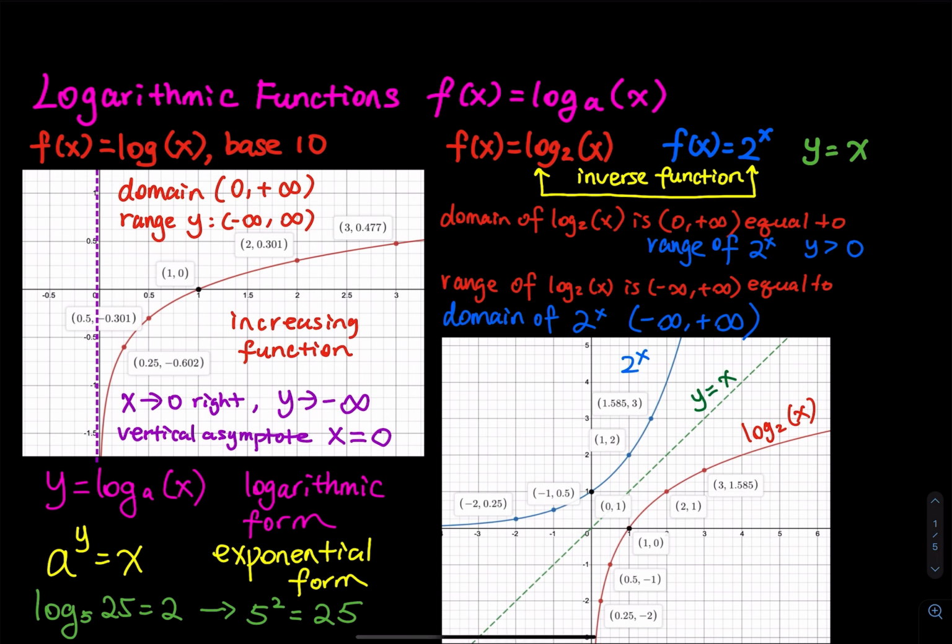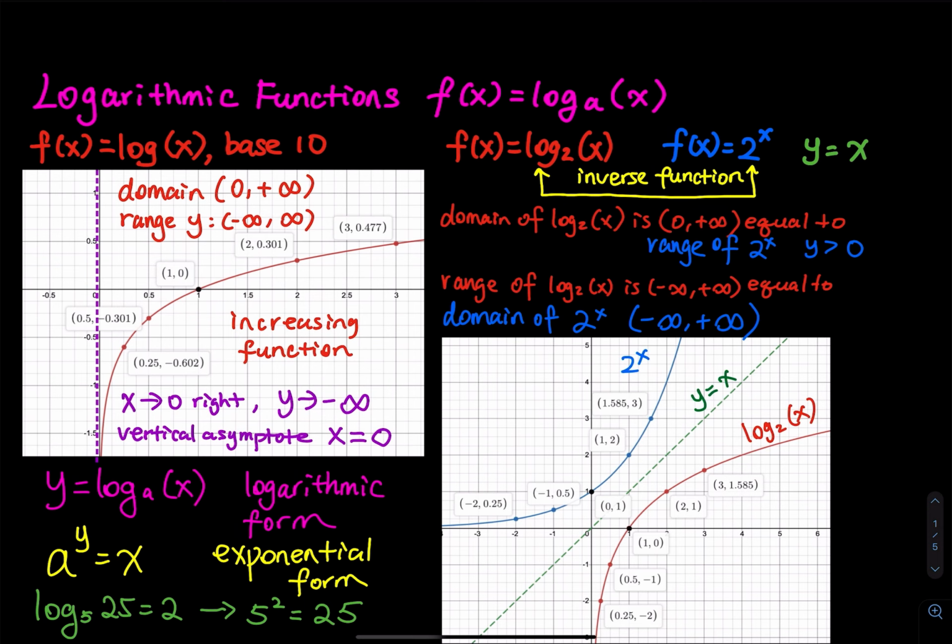Do you still remember this from the inverse function lesson? The domain of f is equal to the range of f inverse. The range of f is equal to the domain of f inverse. So the range of f is equal to the domain of f inverse, which is from negative infinity to positive infinity, because looking at the exponential function, the blue curve, x can be negative, positive, and 0. So the range of log is equal to the domain of the exponential function, and then y equals x is a reflection.